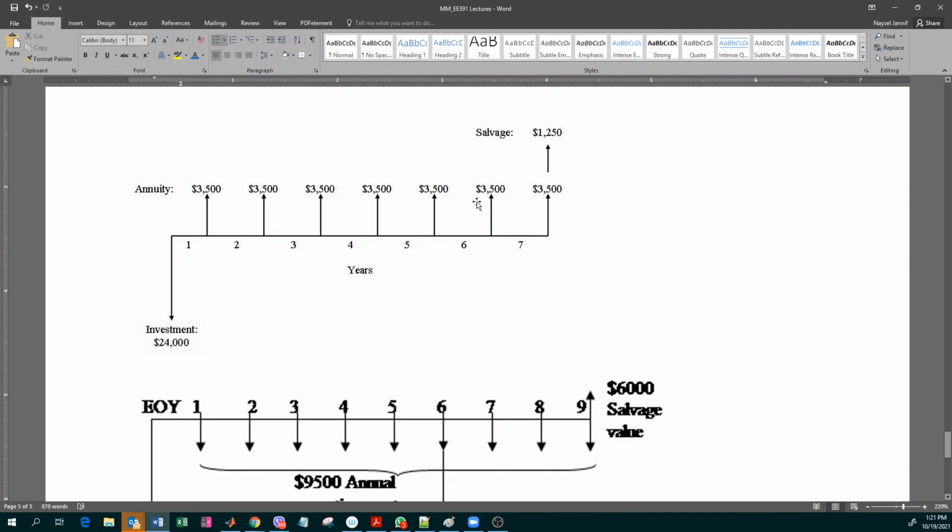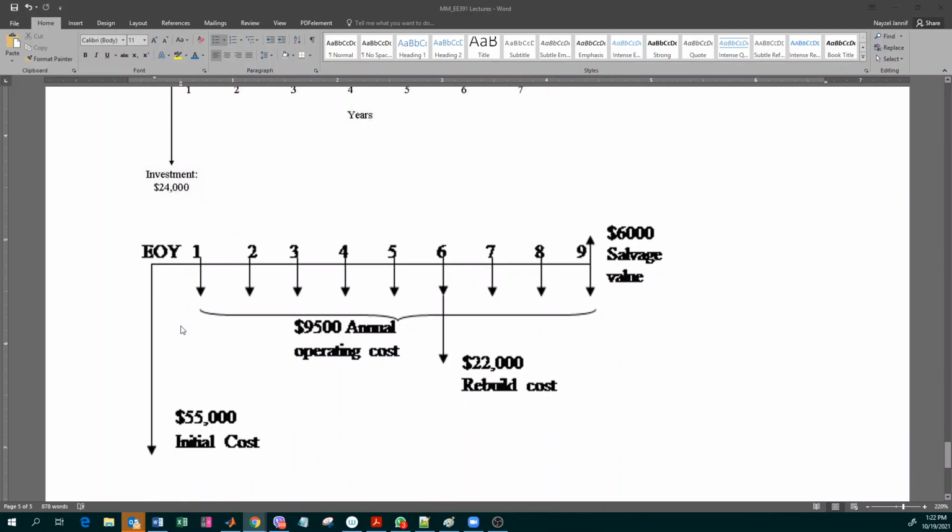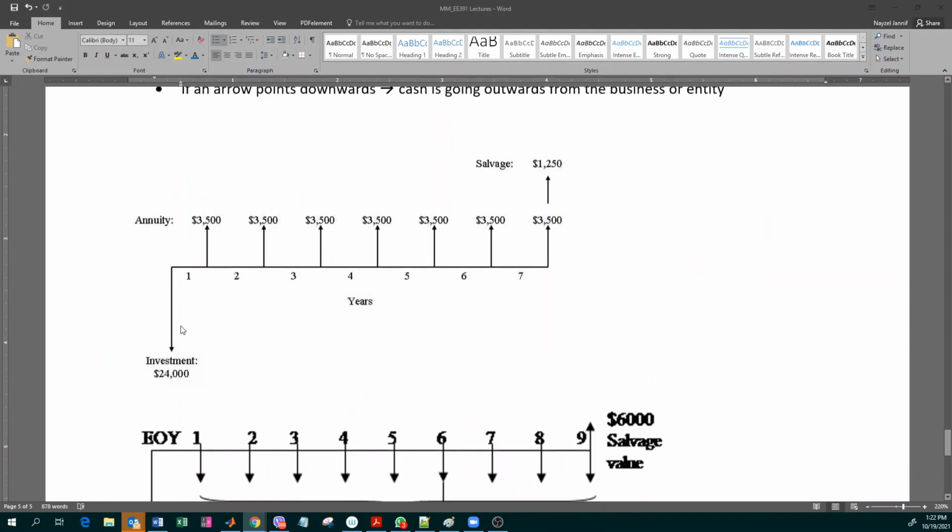If there's an arrow pointing upwards, what does that mean? That arrow means that it is cash coming into the system. If you're looking at it from the point of view of a particular business, if the arrow is coming upwards, that means cash is coming into the system. If the arrow is pointing downwards, that means cash is leaving the system. These are two different things.